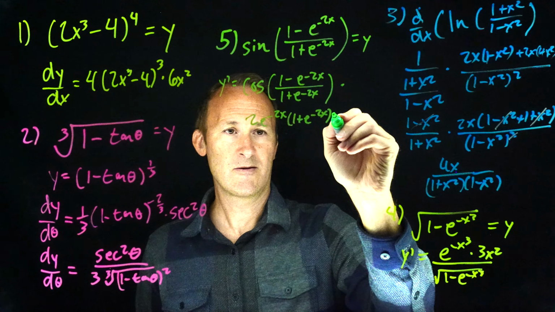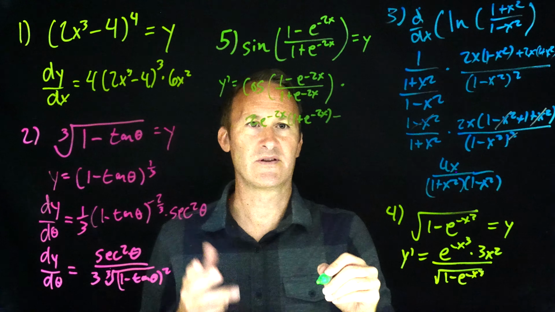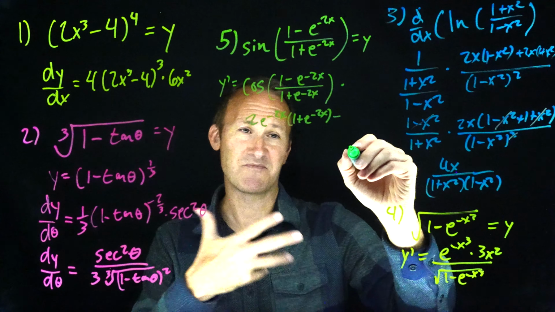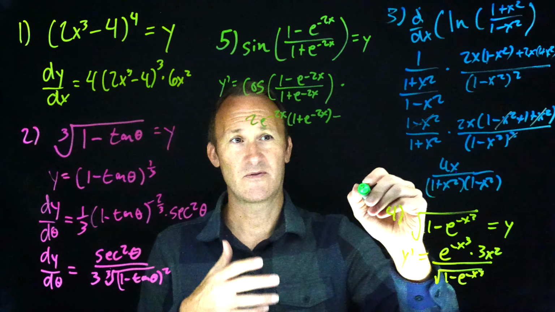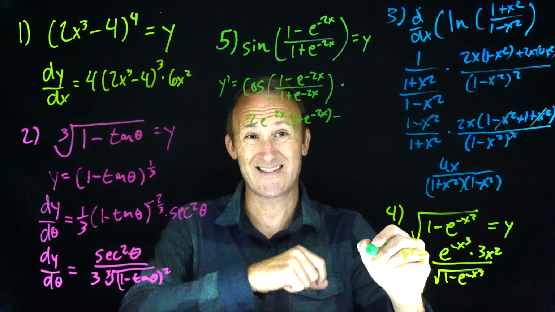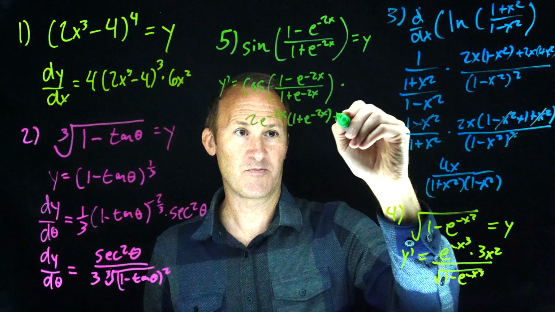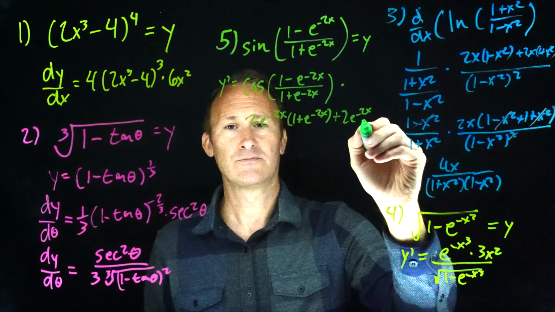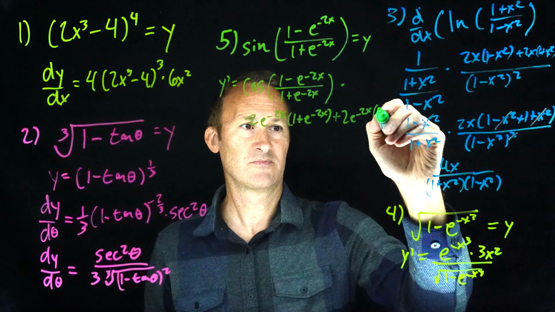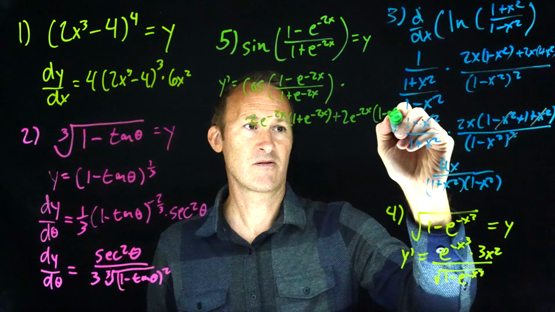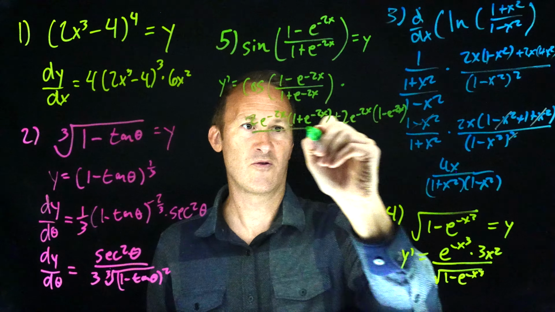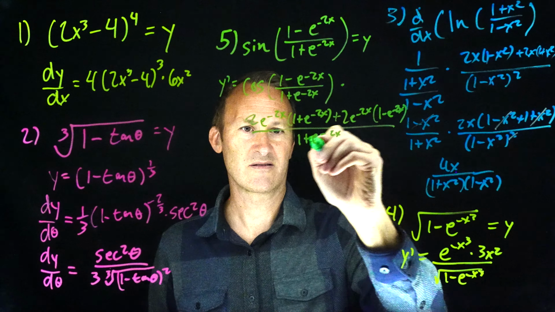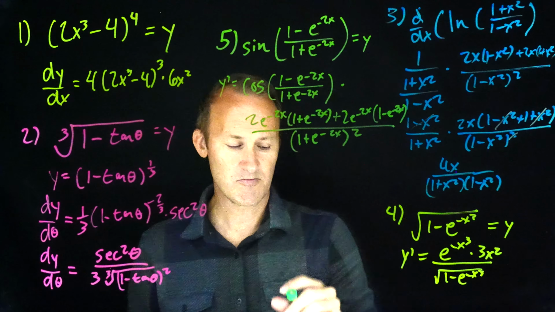And then we've got minus the derivative of the denominator. You've got to be careful with your negatives and positives. So when it's minus, it's going to be similar to the first one. It's going to be e to the -2x times -2. That's going to make it another plus 2e to the -2x times the numerator. So that's 1 minus e to the -2x. And that's all over the denominator squared. I will leave you this one to practice simplifying on your own.